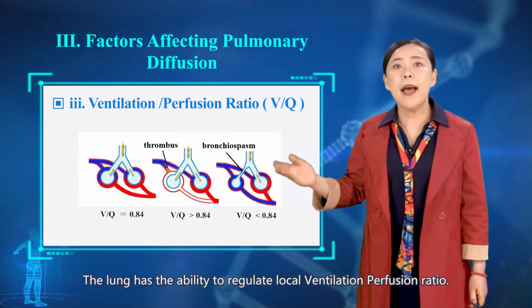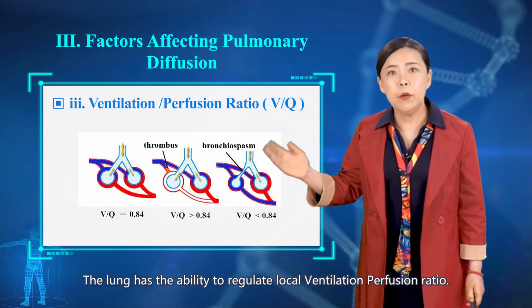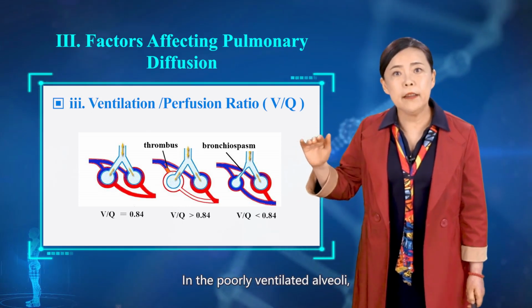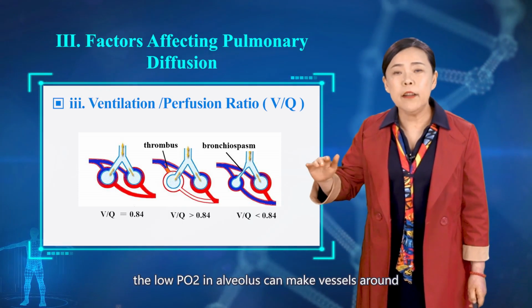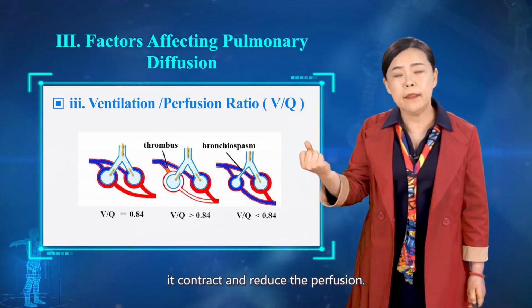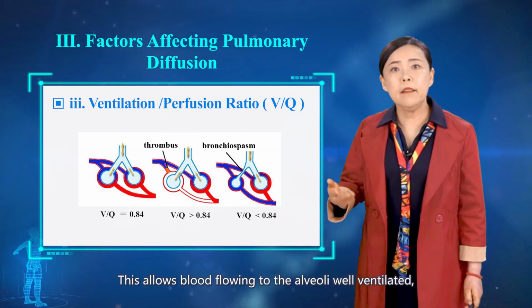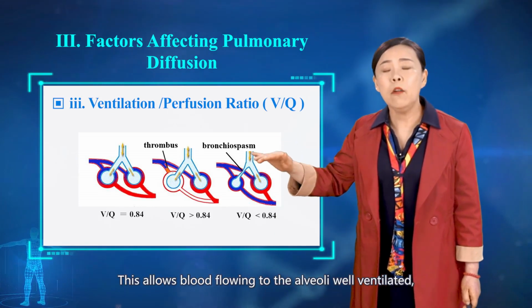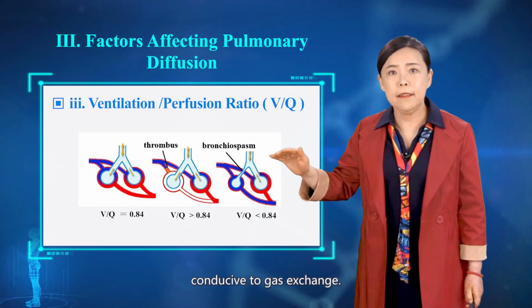The lung has the ability to regulate the local ventilation-perfusion ratio. In poorly ventilated alveoli, the low oxygen in the alveolus makes the vessels around it contract and reduces perfusion. This allows blood to flow to the well-ventilated alveoli, which is conducive to gas exchange.